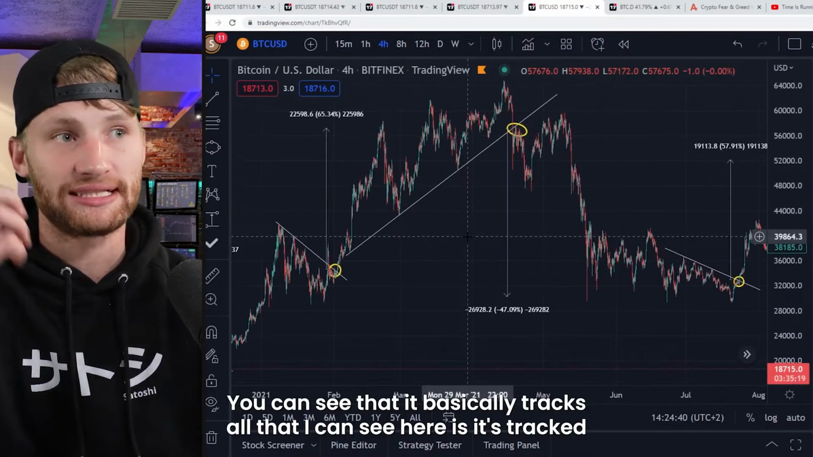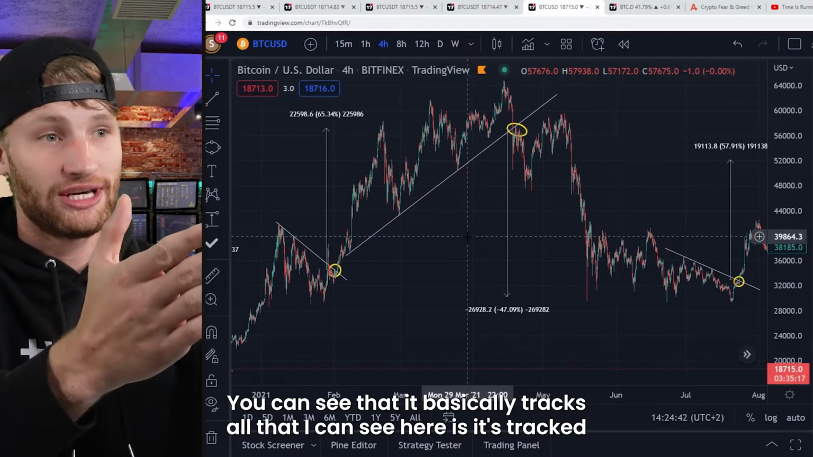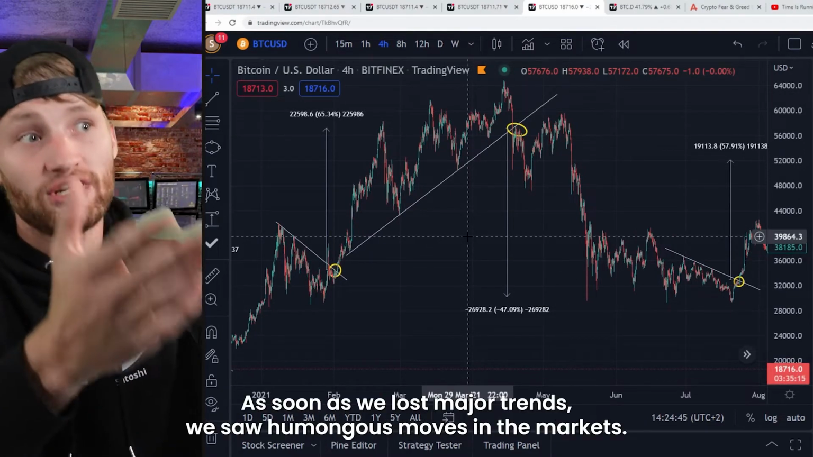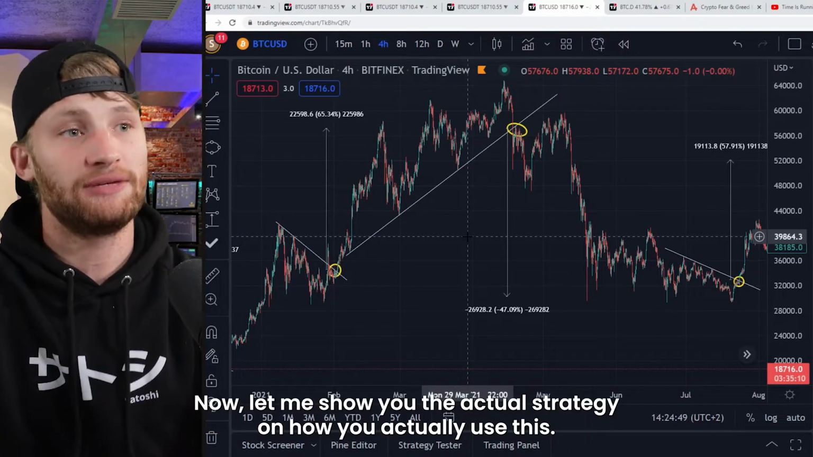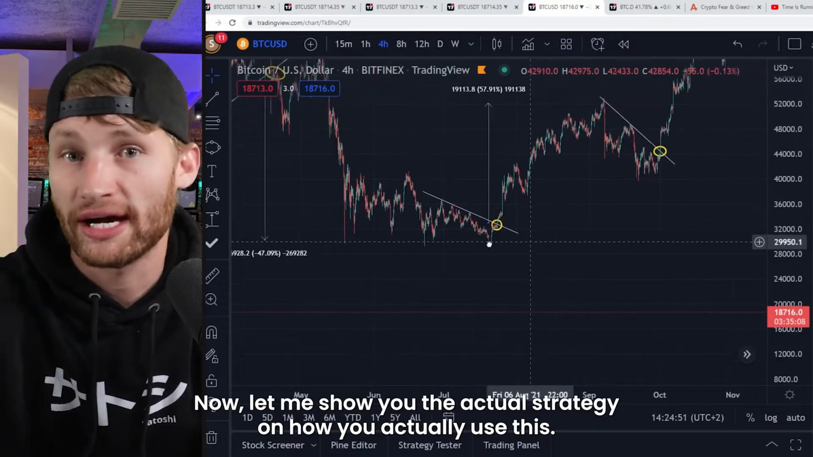You can see that it basically tracks. All that I can see here is it's tracked all the big moves. As soon as we lost major trends, we saw humongous moves in the markets. Now, let me show you the actual strategy on how you actually use this.